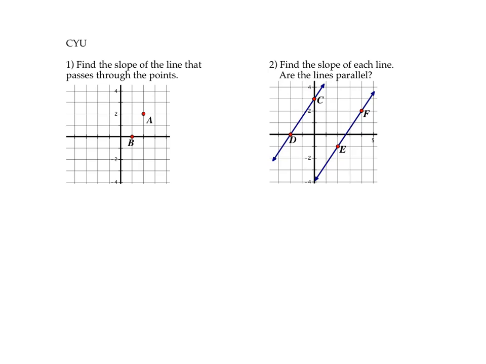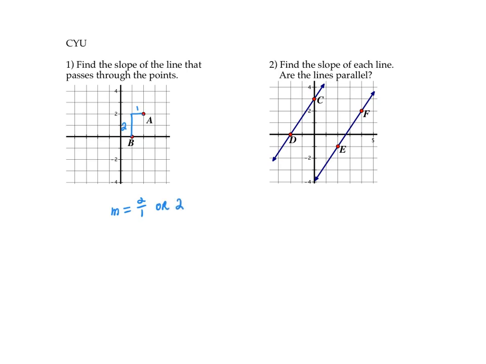So we're going to do some quick practice together. CYU stands for check your understanding. So I'm just going to check and see if you understand what slope is all about. For number 1, we just have to find the slope of the line that passes through points A and B. If you start at B and you want to go to A, we would go up 2 and to the right 1. So we would say the slope is equal to 2 over 1 or just 2.